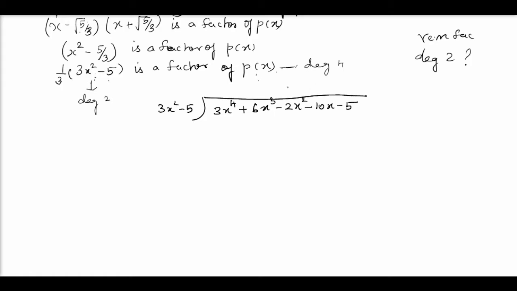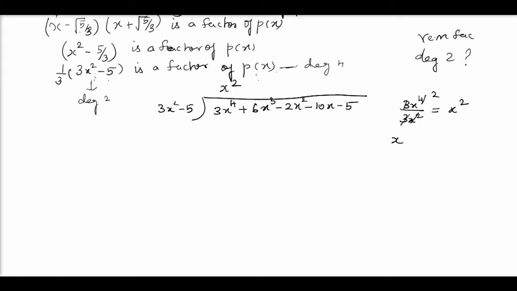So what is the quotient we get? That will be the remaining factor, right? Okay, now to divide, take the first term of the dividend and the first term of the divisor. When you divide them, you get x square. That is the first term of the quotient.